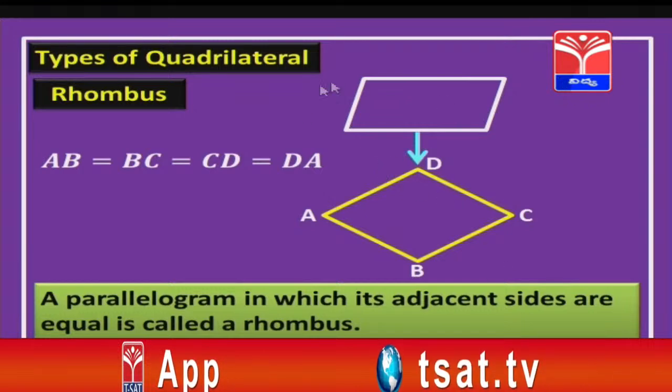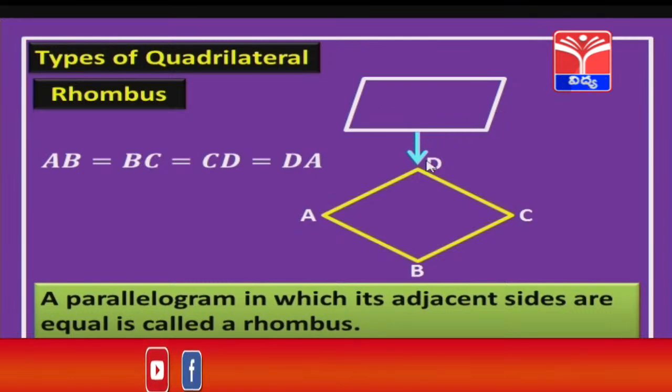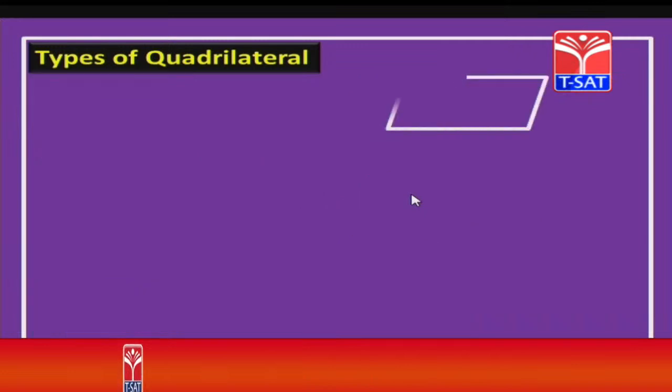If you notice, this is a parallelogram in which only the opposite sides are equal. Suppose if these two adjacent sides are also equal, then it becomes a rhombus ABCD. Okay, children, that means in rhombus all four sides are equal. Let us move on to our next type of quadrilateral.